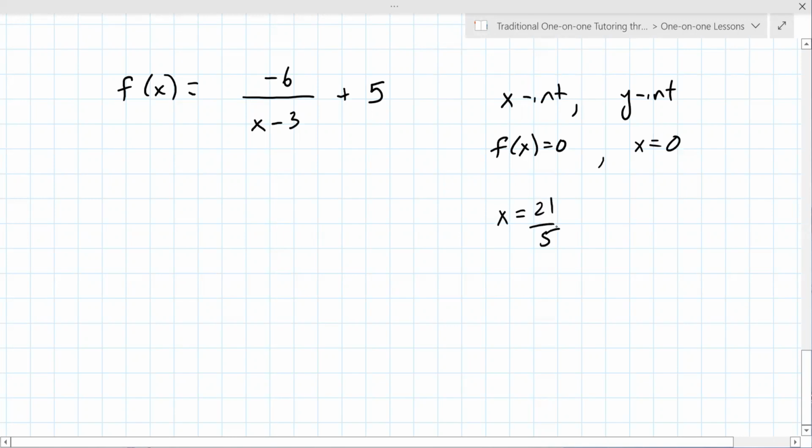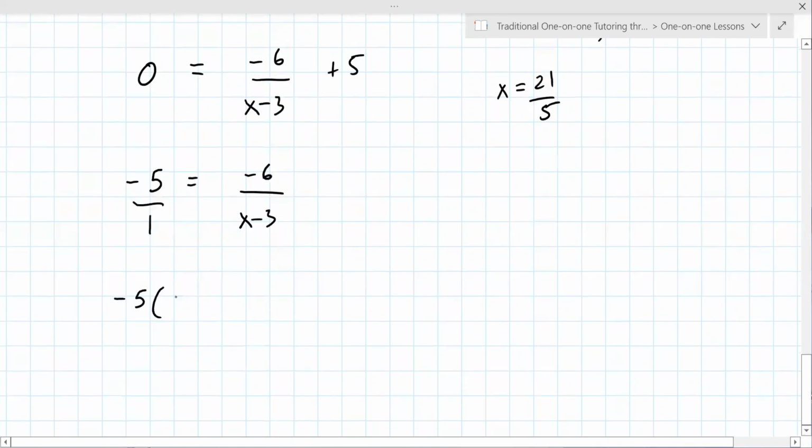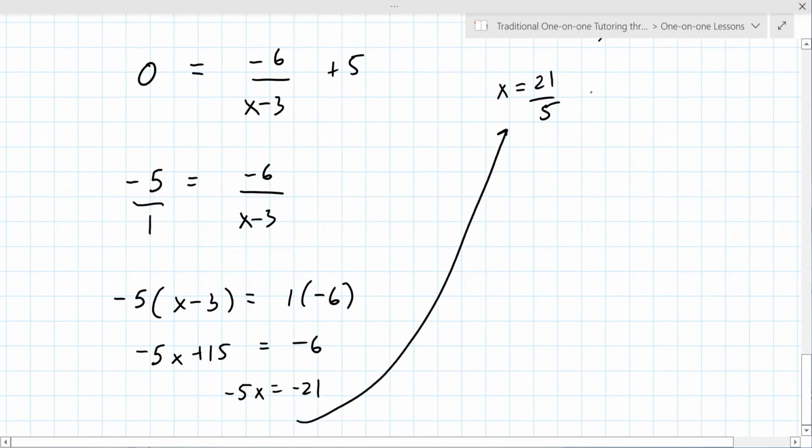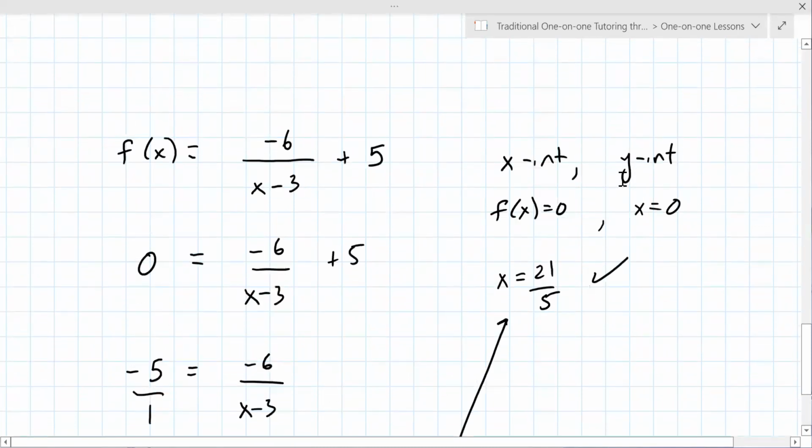Okay, so let's check that here. You set f of x equal to 0, and you already told me this. You move the 5 to the other side, so you have -5 equals -6 over x minus 3. Then you cross multiply: -5 times (x minus 3) equals 1 times -6. So -5x plus 15 equals -6. When you manipulate this, you get -5x equals -21, or like you said, x equals 21 over 5. Good. Okay, try finding the y-intercept.